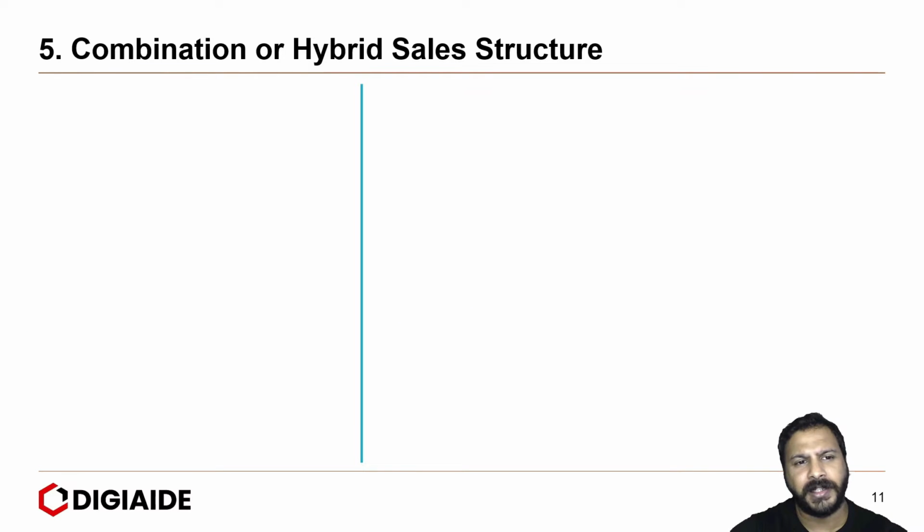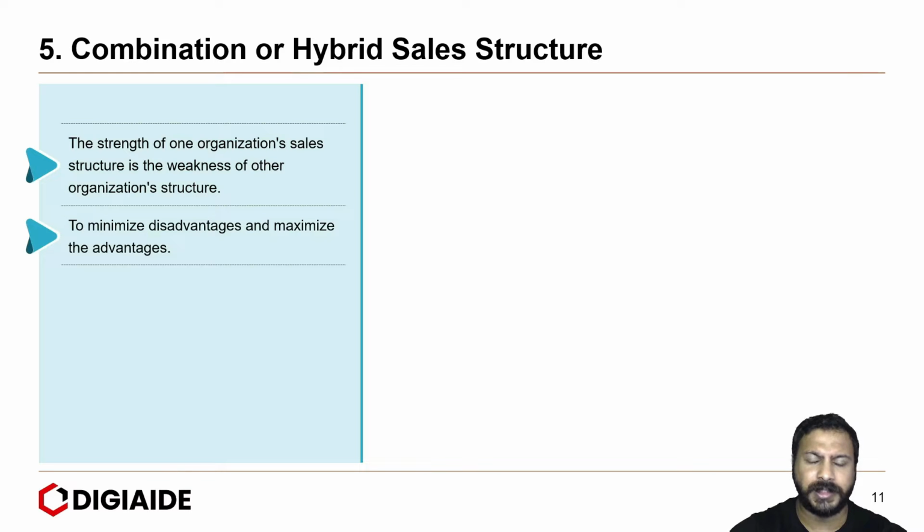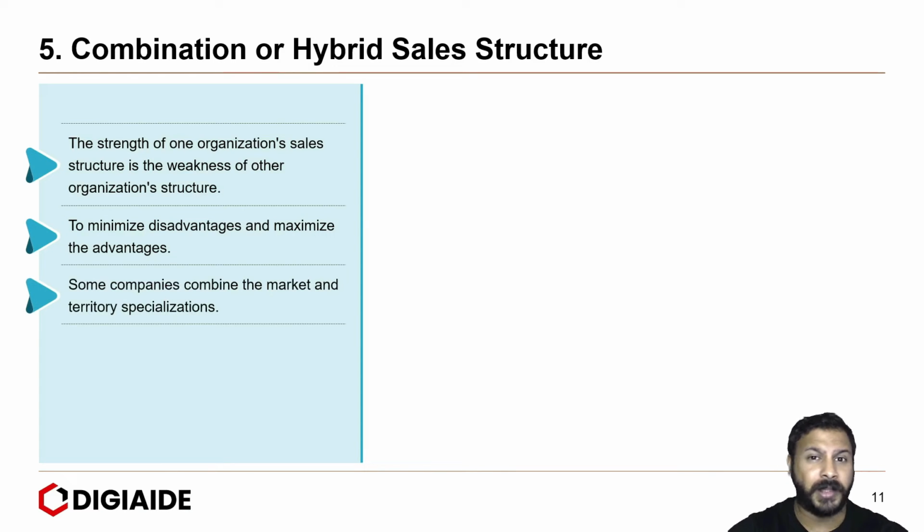And finally, a combination, also known as a hybrid sales structure. The strength of one organization's sales structure is a weakness of another organization's structure. To minimize disadvantages and maximize the advantages, we use this structure. Some companies combine the market structure and territory specializations.